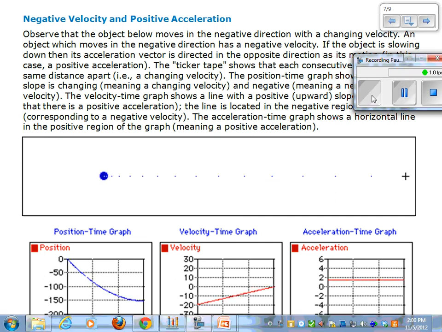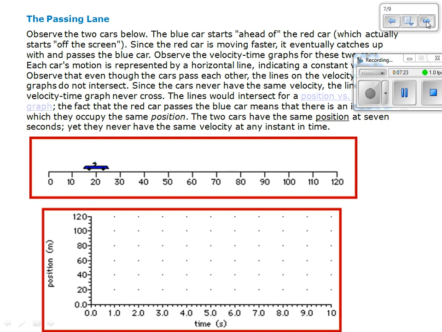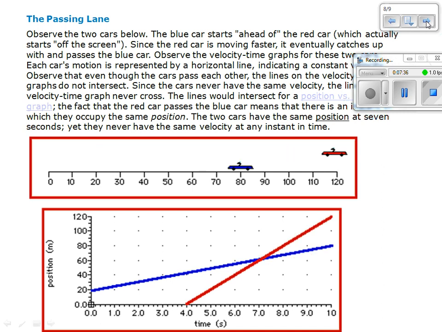The last one, don't start drawing it because it's a little bit different, okay? In this case here, we have two cars, a blue one and a red one. Okay, don't start drawing it yet. Now, you can see here that the red car passes the blue car, which means that the red car is going to have to be traveling faster.